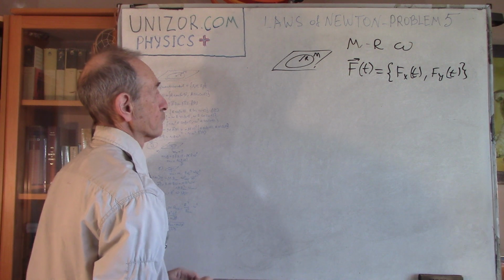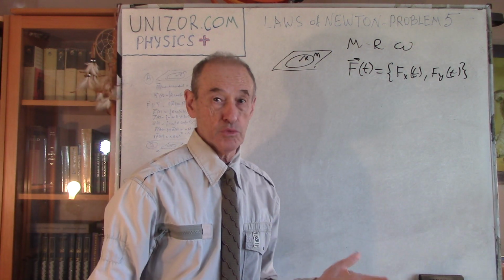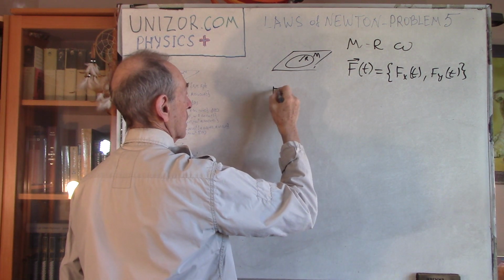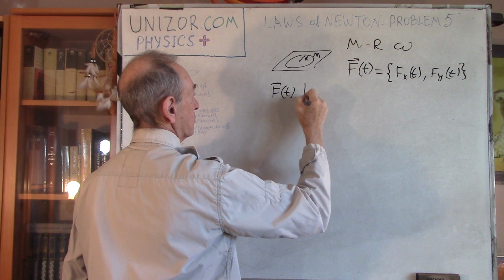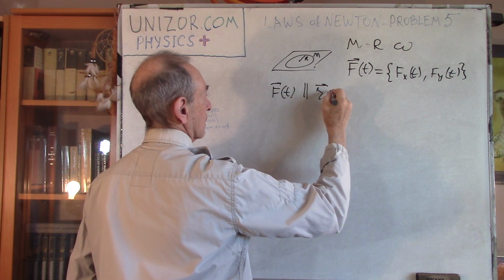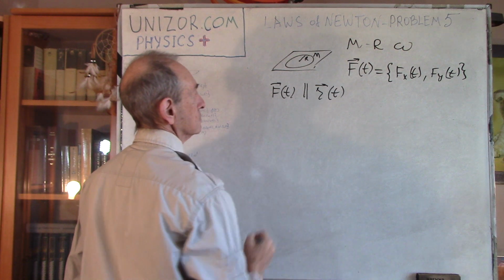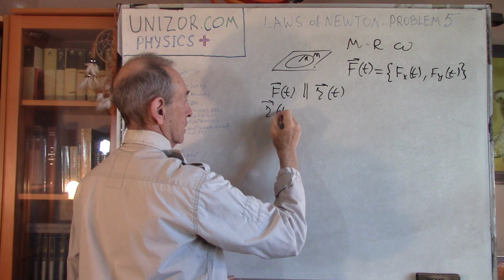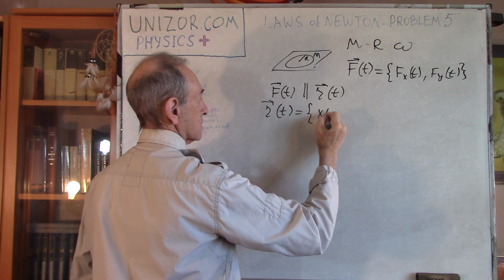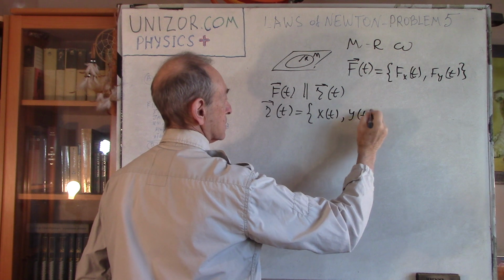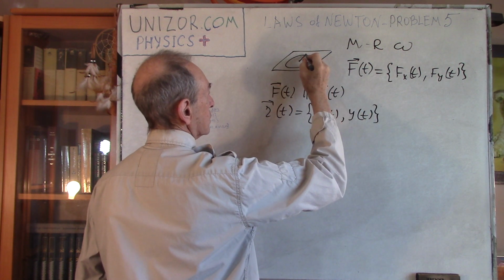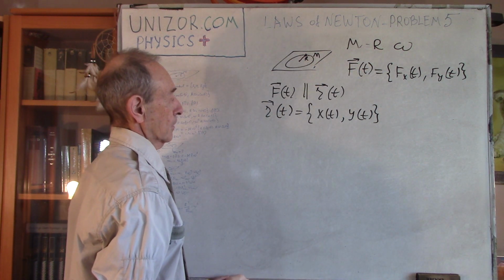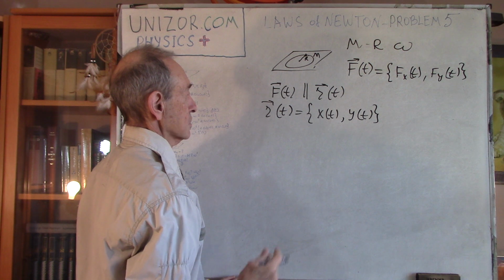What do we know about this force? It's a central force, which means vector F should be parallel to position vector r. Position vector r is basically x of t and y of t, the coordinates of this point in some Cartesian coordinates on this plane. So we know that.